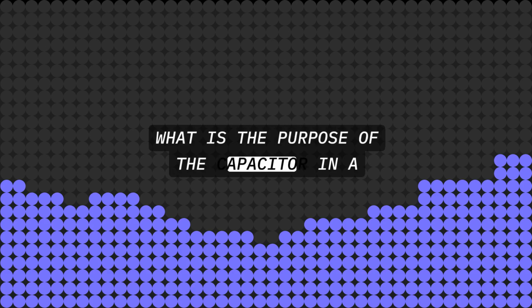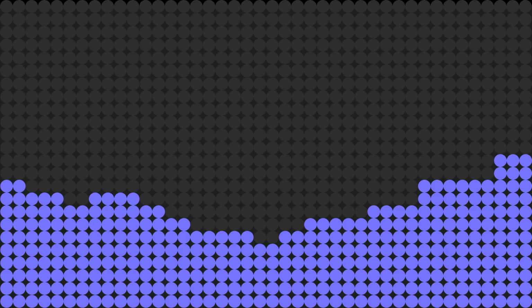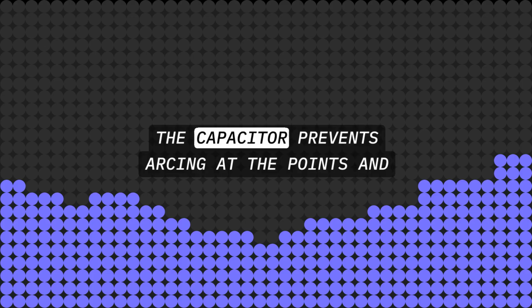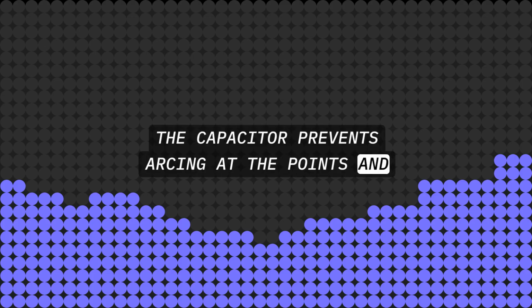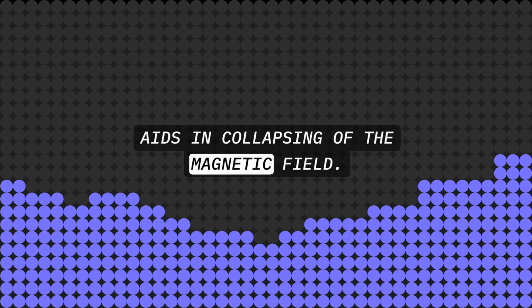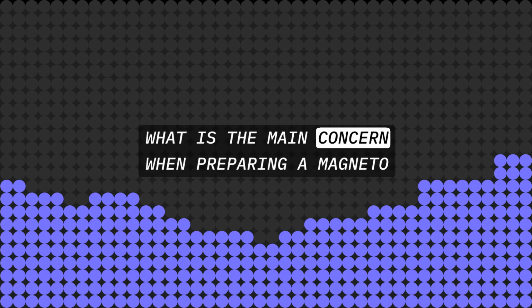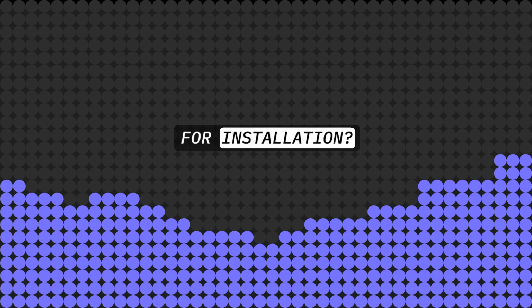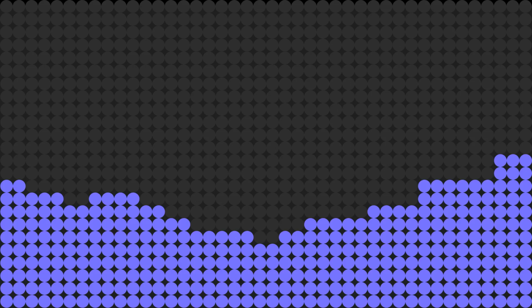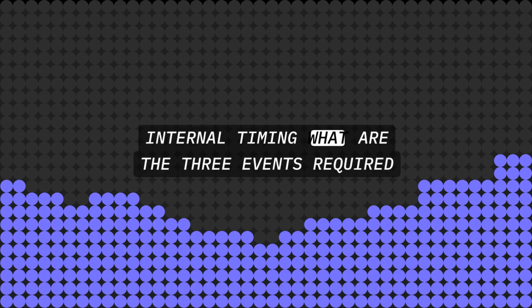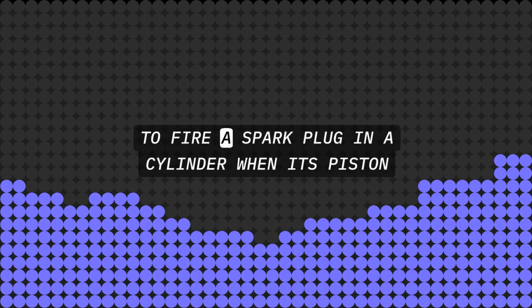What is the purpose of the capacitor in a magneto? The capacitor prevents arcing at the points and aids in collapsing of the magnetic field. What is the main concern when preparing a magneto for installation? Internal timing.